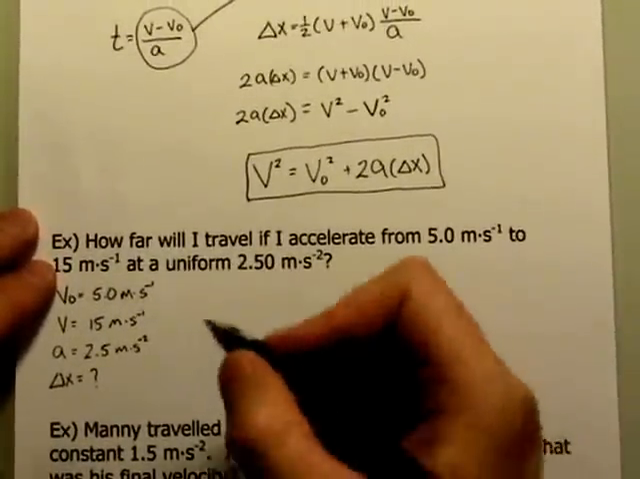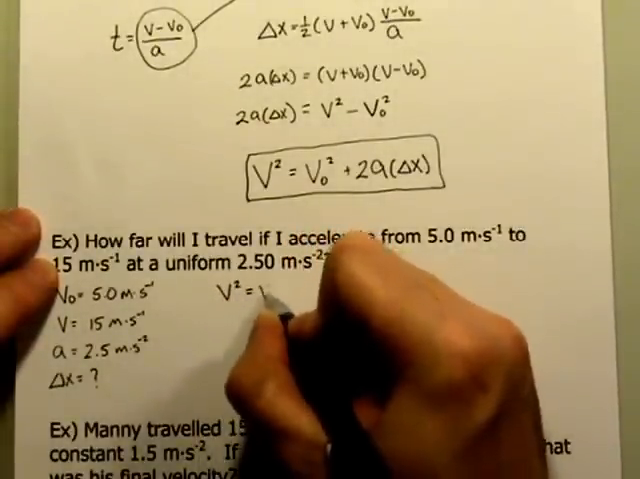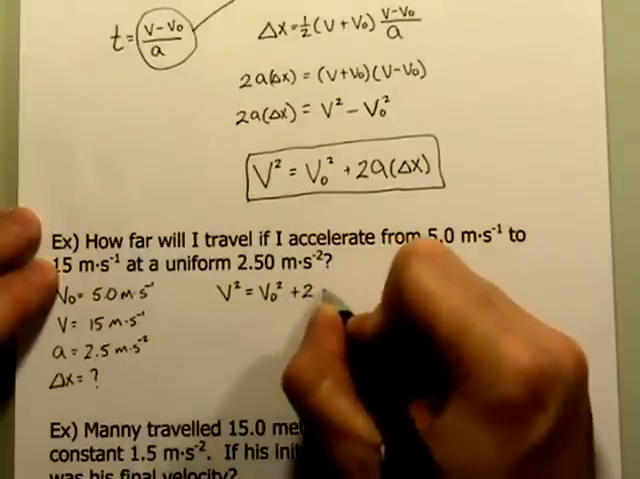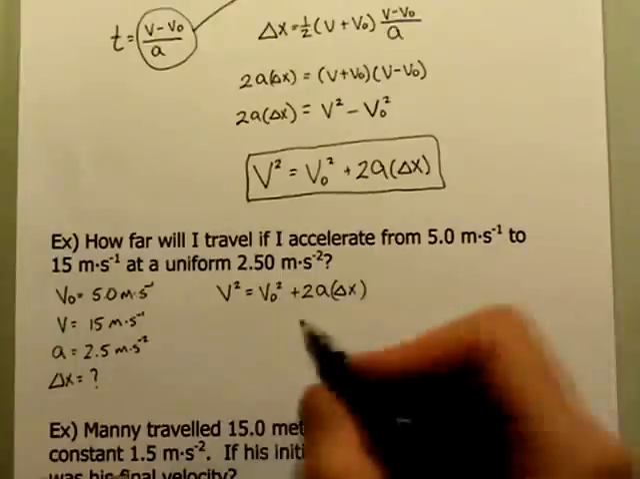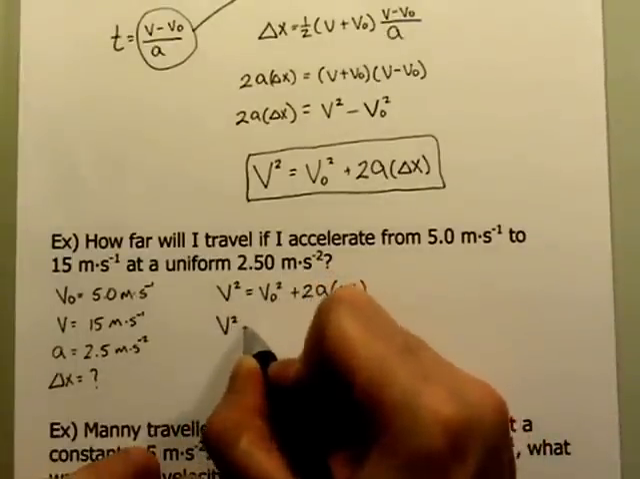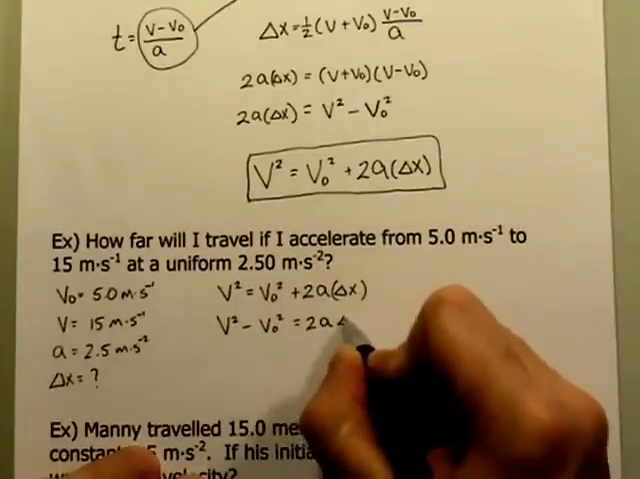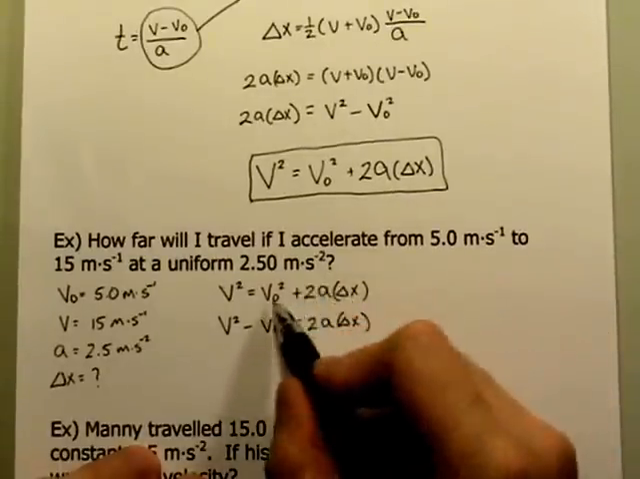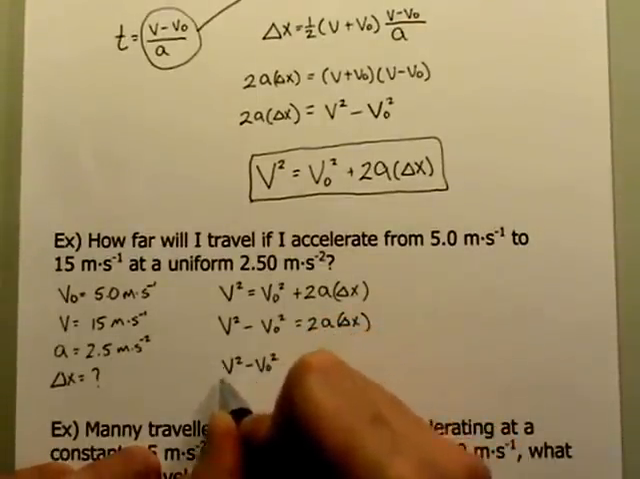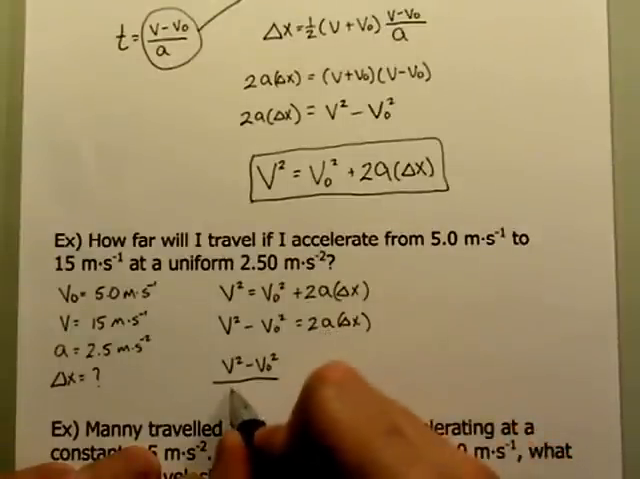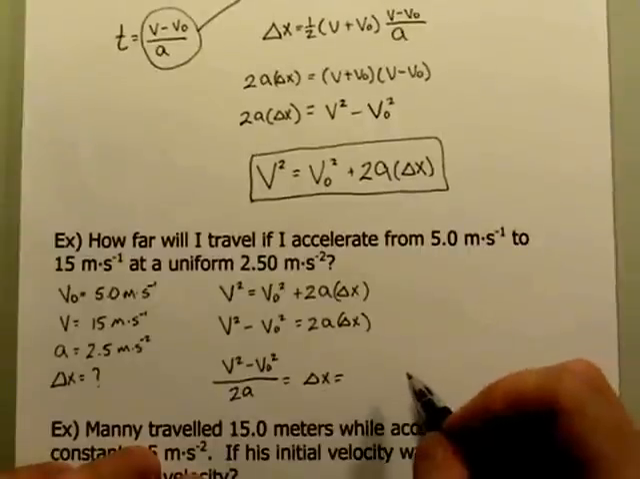And just to remind you, this equation will be given to you on the data booklet. So v squared is equal to v naught squared plus 2a delta x. And I want to solve for delta x, so we'll do that in a couple of steps. V squared minus v naught squared equal to 2a delta x. I just moved the v naught over to the other side, and now finally v squared minus v naught squared, I'll divide by 2a, and when I divide by 2a, I will end up with my delta x by itself.